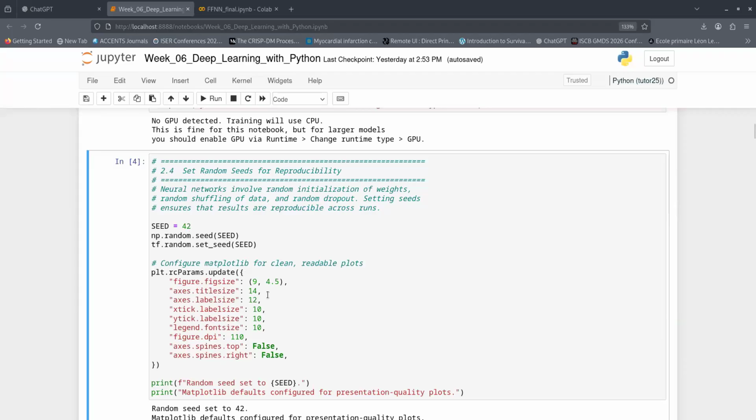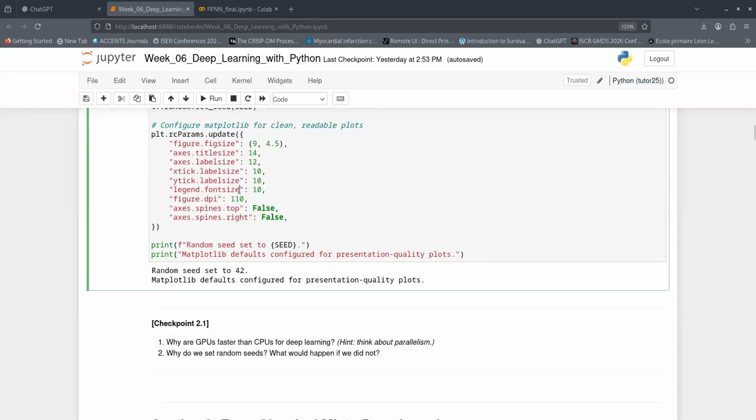So we configure matplotlib for clean, readable plots. And then we run it. So the random seed here is set to 42, and the matplotlib default is configured for presentation quality plots. So once we have all this, and we plot, we have the same type of figure, the same type of plots, the same size and everything.